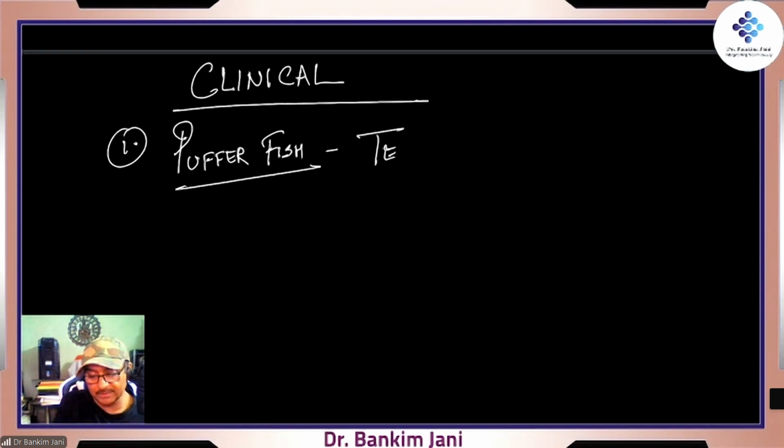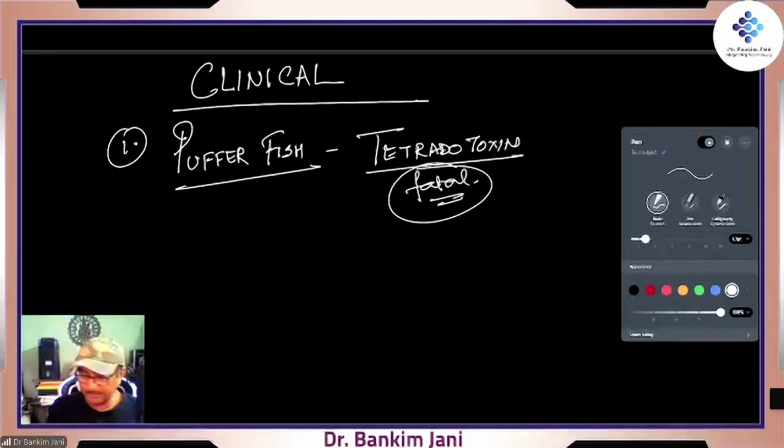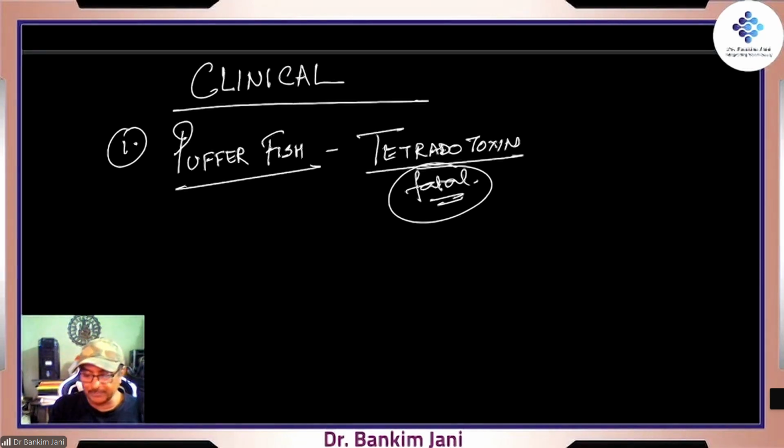It is called the tetrodotoxin. Now this toxin is fatal. This tetrodotoxin, it comes from where? I mean, it comes from this puffer fish, but it acts where? In 1 second you will know.